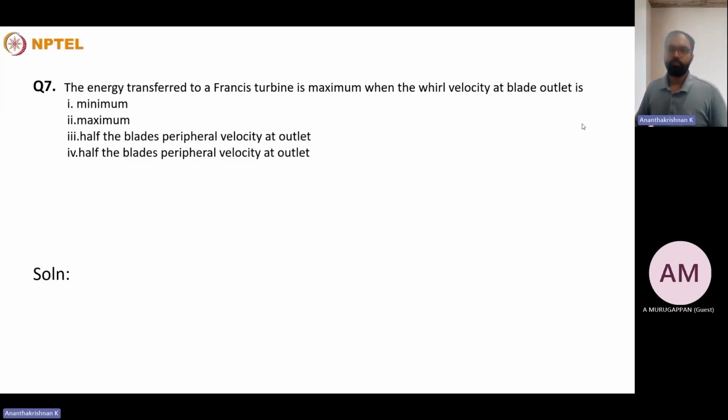Look into the seventh problem. The energy transferred to a Francis turbine is maximum when the whirl velocity at blade outlet is minimum, maximum, half the blade's peripheral velocity at outlet, half the blade's peripheral velocity at the inlet. So there was a mistake, it's inlet.